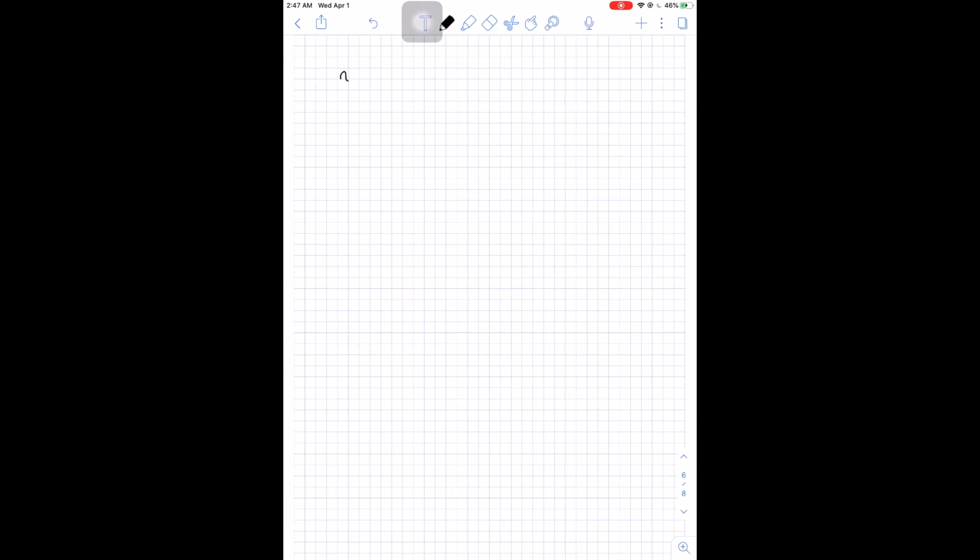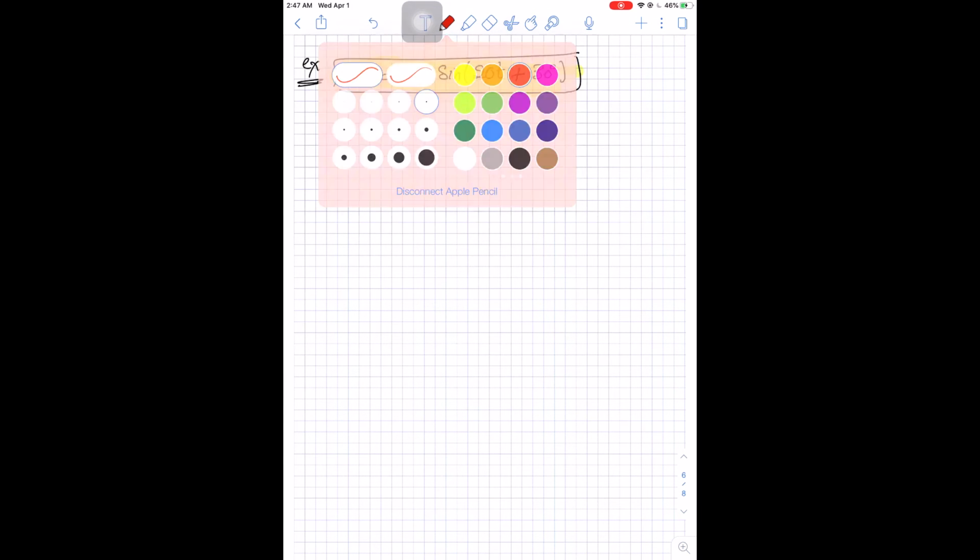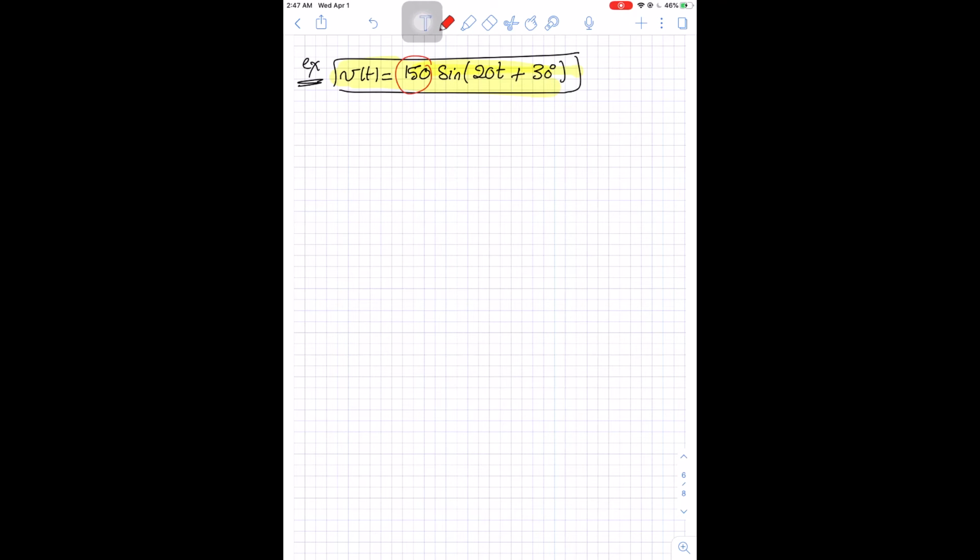So if we have a voltage V of t equal to 150 sine(20t plus 30 degree). Okay, this is how the voltage will be represented in AC circuits. So what is the meaning of having this kind of voltage? The meaning of this is that the voltage maximum value is 150, and there is a phase shift of 30 degree.